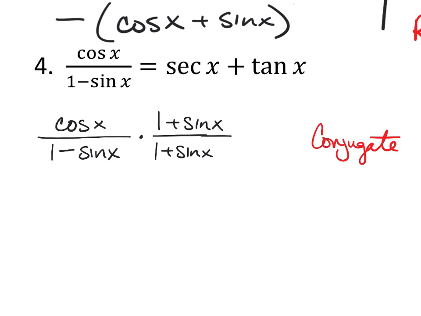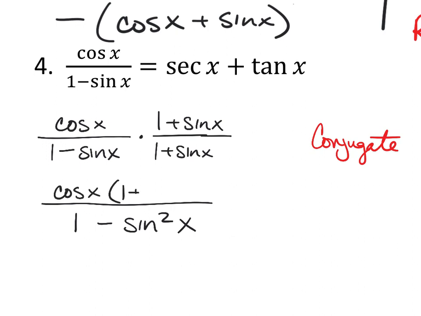And what happens is the bottom is now a difference of 2 squares problem, which means the denominator multiplies out to 1 squared, which is 1, minus sine squared. This is why it's going to be super important to recognize the difference of 2 squares pattern. The numerator just looks like this. We have cosine of x and we're multiplying it by 1 plus sine of x.